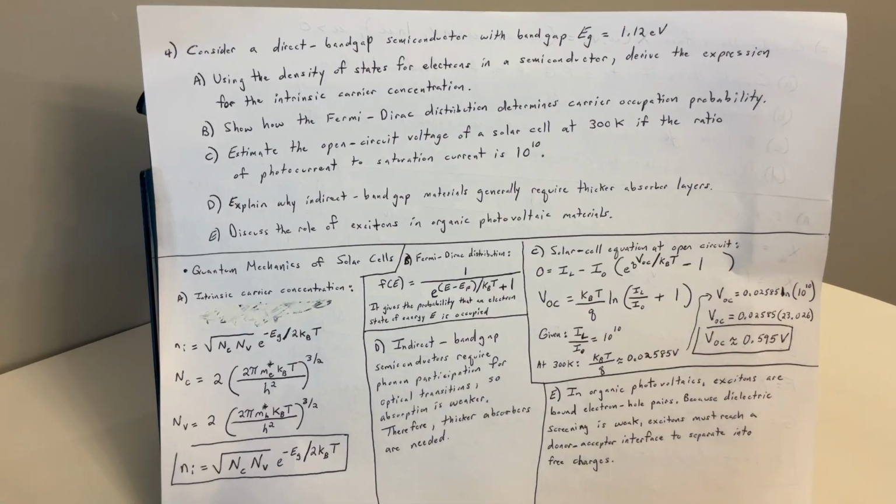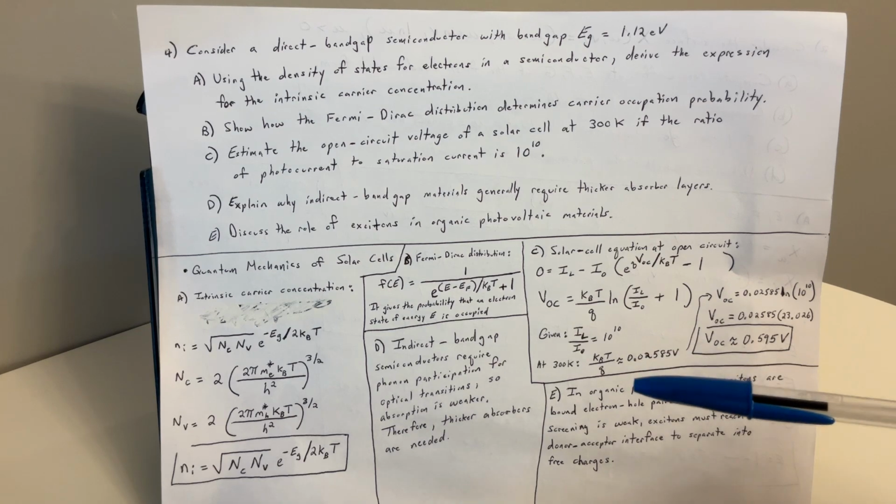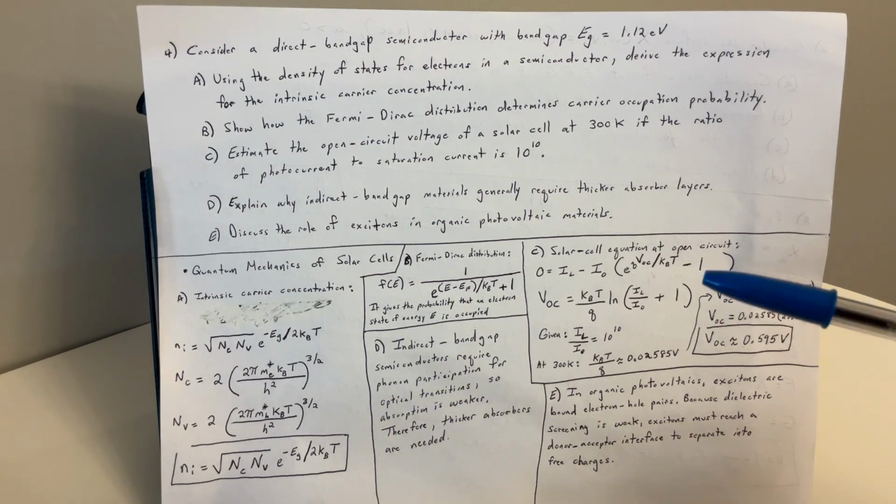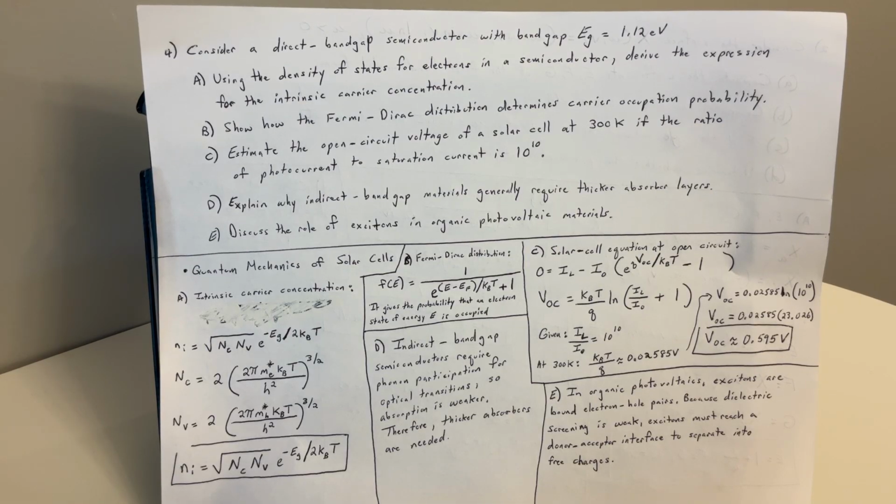And we're given that I sub L over I naught is 10 to the 10th. And at 300K, K sub B T over Q is about 0.02585 V. So V sub OC equals 0.02585 ln 10 to the 10th, and when we do the computation, V sub OC is about 0.595 V.